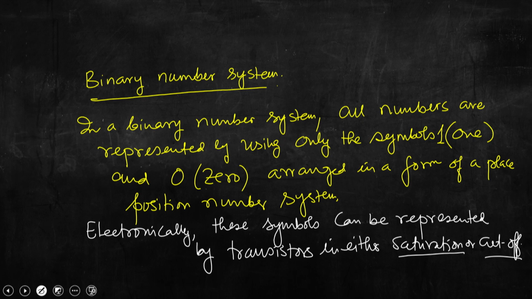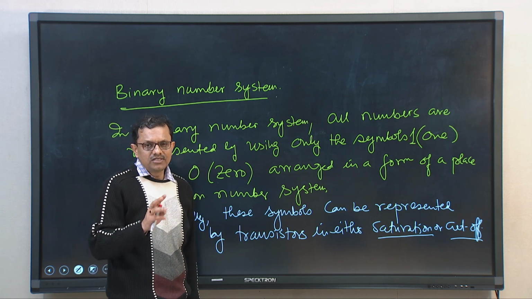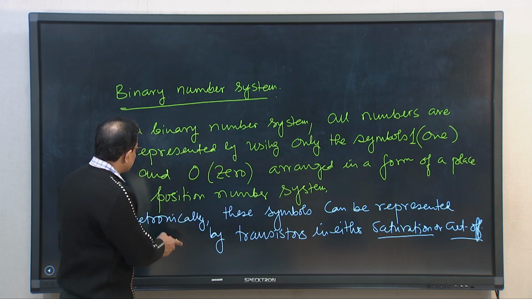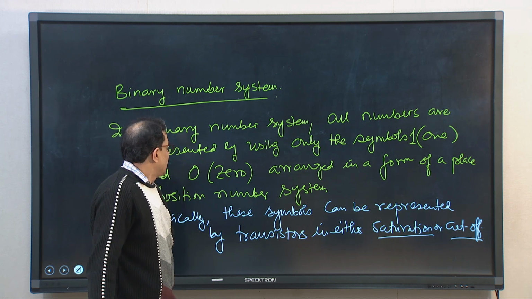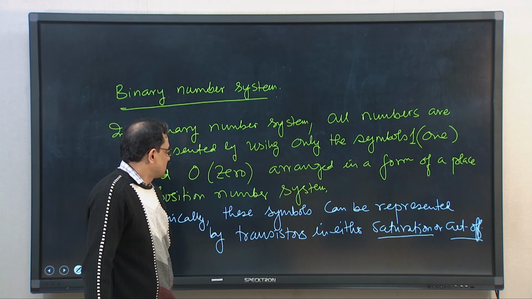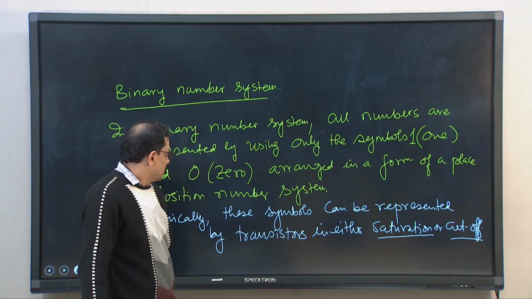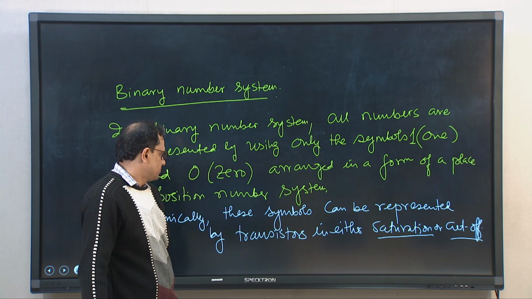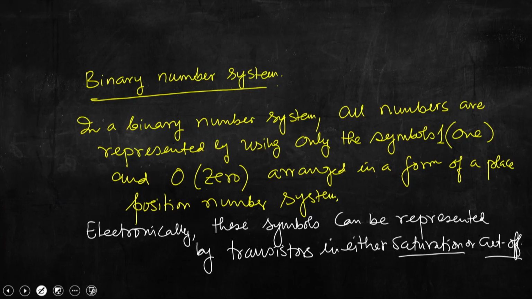So, now you can understand the need of the transistor in a digital circuit. A few minutes back we said that transistors are used as a switch, just to have on and off mode. So, we can understand that in the binary system all numbers are represented using only two symbols, 1 and 0, arranged in the form of a place position number system, and these symbols can be represented electronically by transistors in either saturation or cut off. Okay. That is what we have understood.